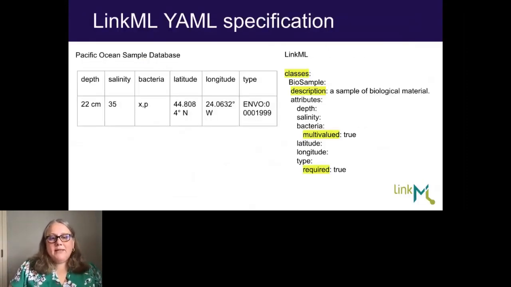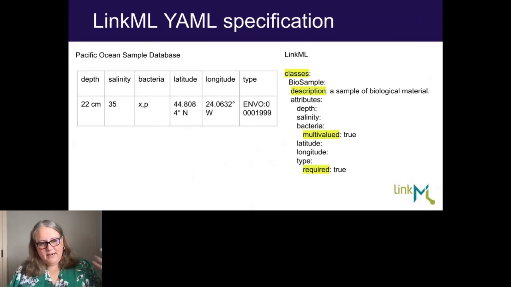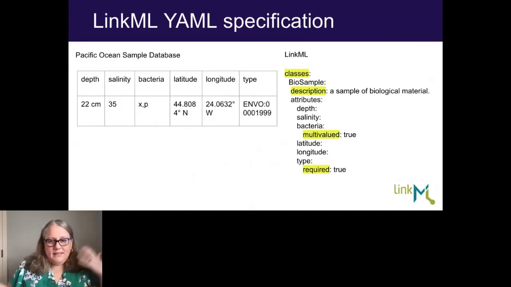Okay, so going back to our very familiar now Pacific Ocean sample database, I've added a few more columns here to better describe the sample that was taking place. And I'm showing on the right how these translate into a LinkML YAML file. And if we think of one row in this spreadsheet as an instance of an entire class of data, we can easily extract that this data set is about a higher level sample. It's a sample of data.